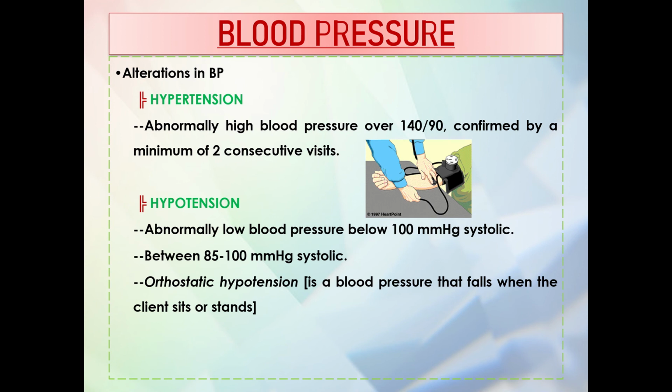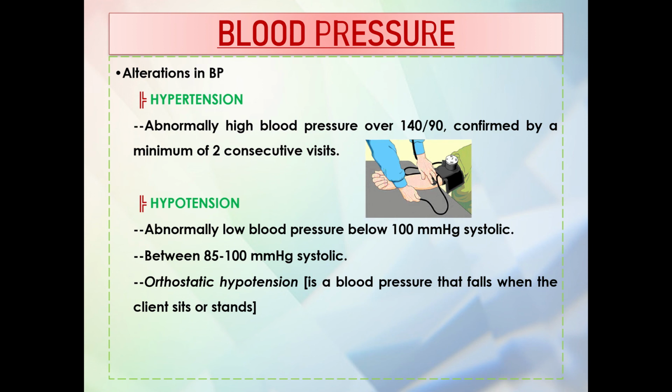So alterations in blood pressure, so these are the terms, hypertension. It means abnormally high blood pressure over 140/90, confirmed by a minimum of 2 consecutive visits. So again, hypertension is when our blood pressure reading is over 140/90. Okay, so that is hypertension. Hypotension, on the other hand, is abnormally low blood pressure below 100 millimeters of mercury systolic pressure, or it can be between 85 to 100 millimeters of mercury systolic pressure as our reading.